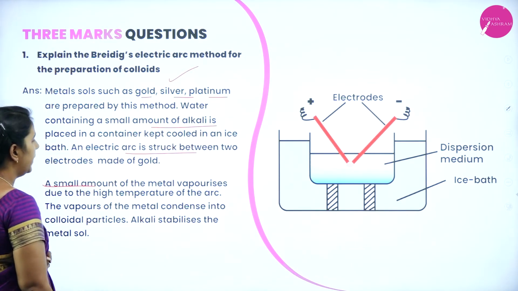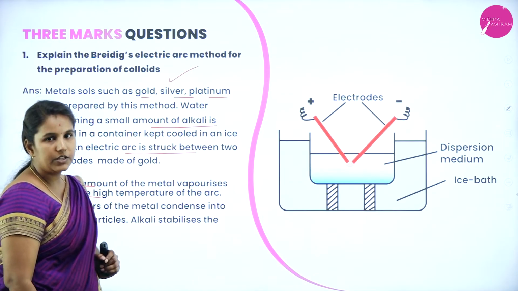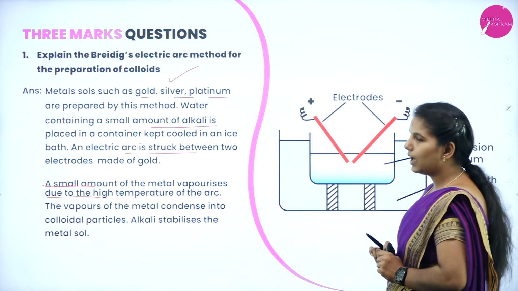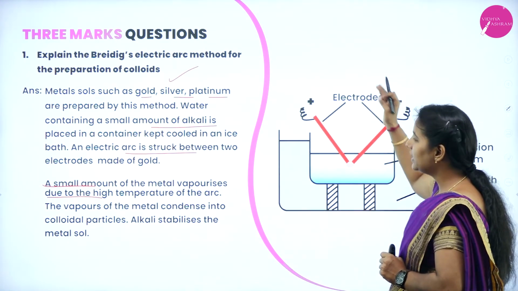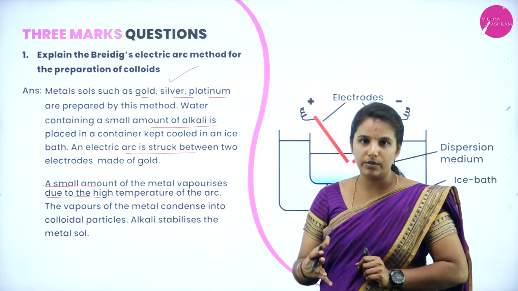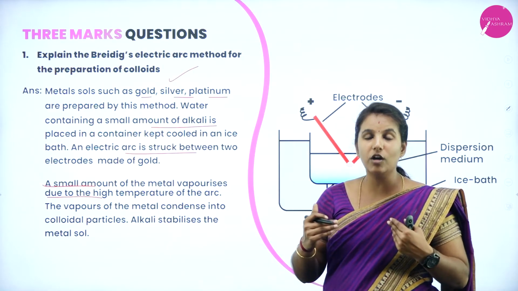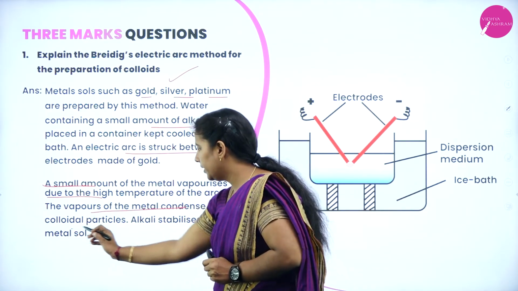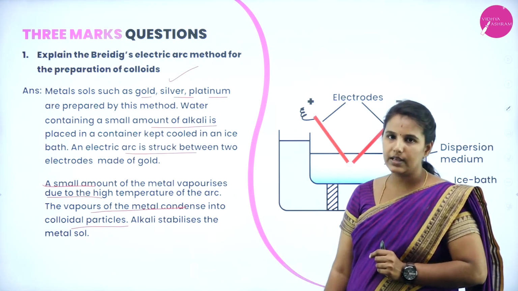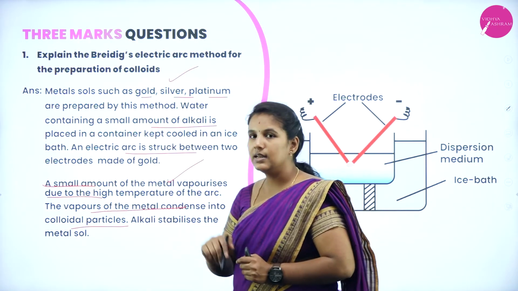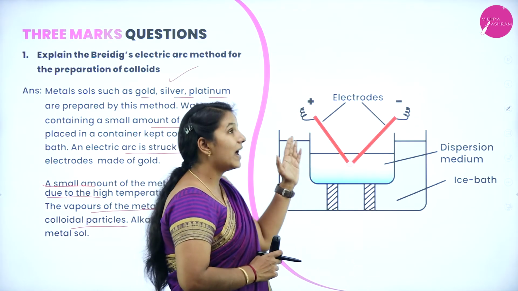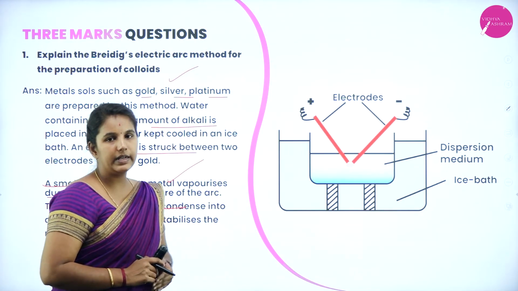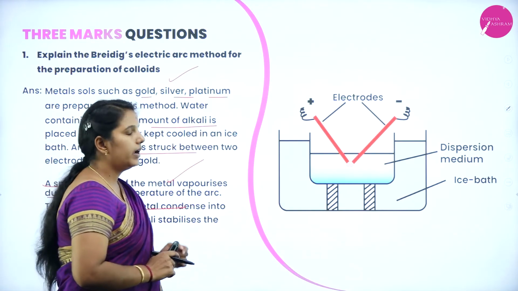A small amount of the metal gets vaporized due to the high temperature of the arc. When you apply the electrical field, the metal present with the alkali gets vaporized. Why is it vaporized? Due to the high heat of the electricity generated. The vapors of the metal are later condensed back to form colloidal particles, and the alkali stabilizes the metal. Like this, the metal is easily vaporized by using the electrical arc method. Hence this process is known as the electrical arc method, and most of the metals such as gold, silver and platinum are prepared by this method.